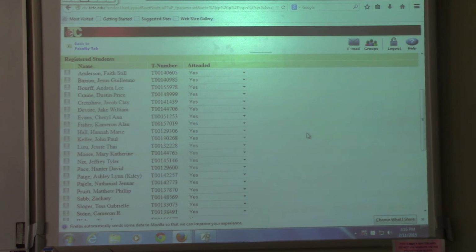Okay, Miss Anderson is here. Mr. Barrett, I don't see him. Miss Forth. Crane. Is today layout on Hubert Day? Crenshaw. Oh, it's one day. DeVore. Evans is here. Fisher.